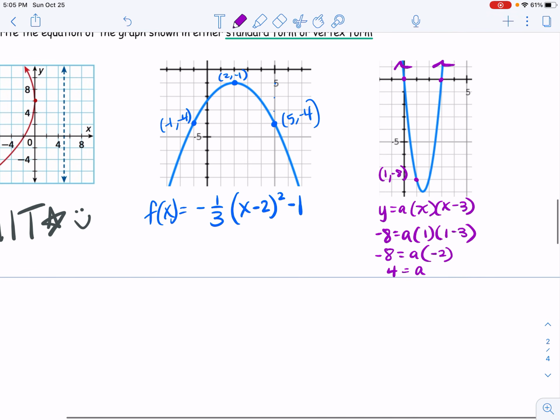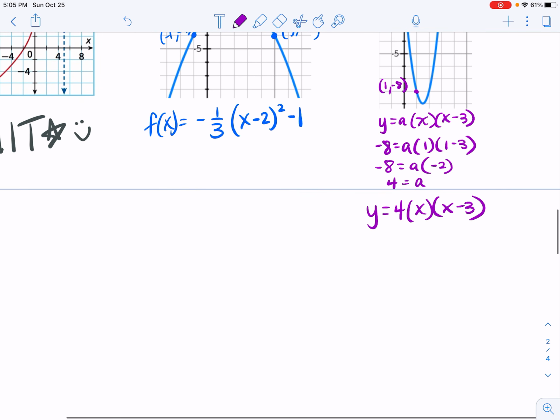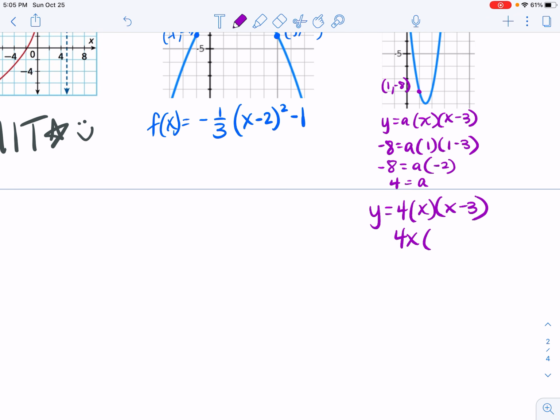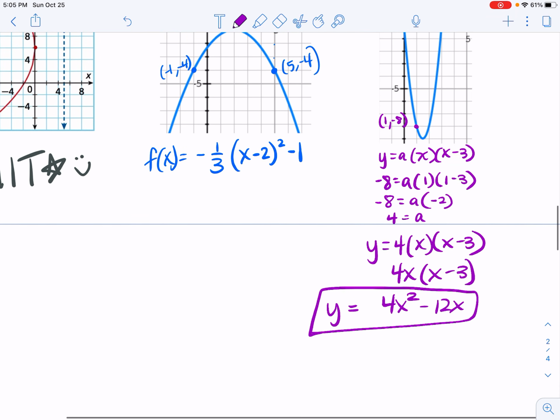So this means that I have y equals 4x times x minus 3. I can't leave my answer like this because that's in root form and I only want standard or vertex. But what I can do is multiply this out. 4x times x minus 3 is 4x squared minus 12x. And that is now in standard form. I just don't have a c value.